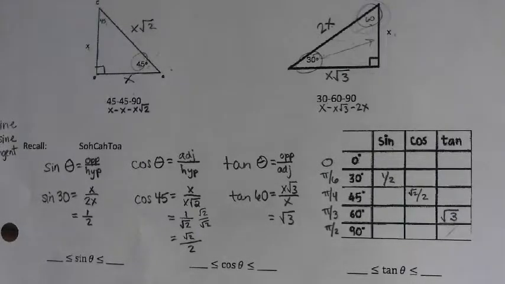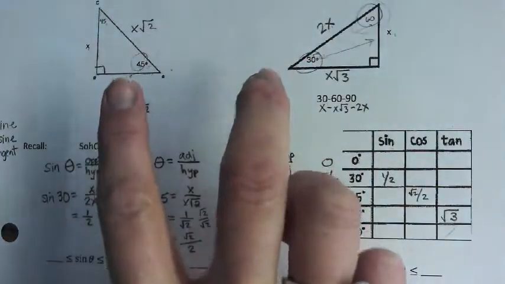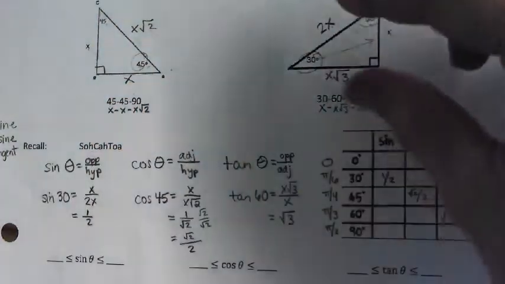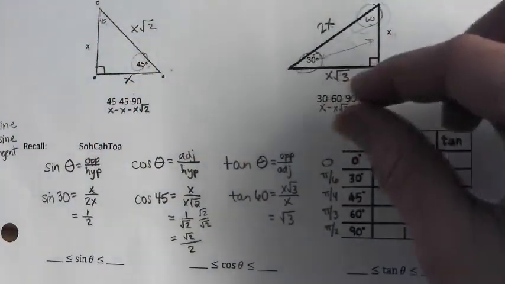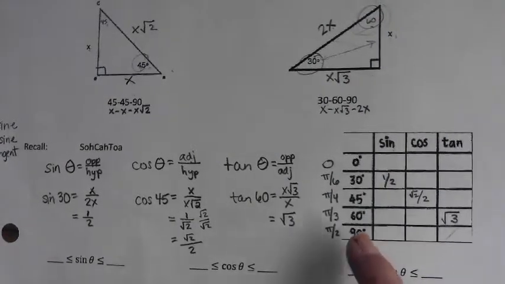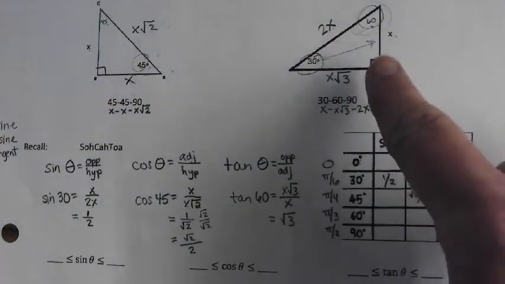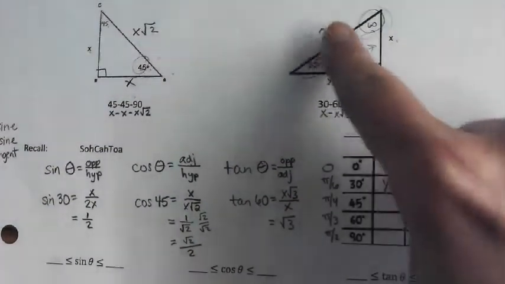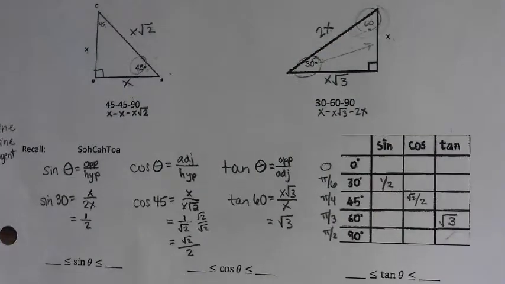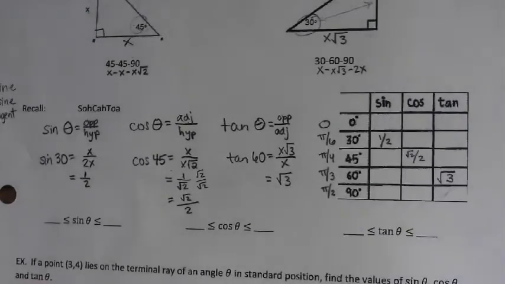Now, the zeros and the 90s are harder to envision with the triangles, because if you have a 0-degree angle in a triangle, you don't have a triangle, right? And in the 90-degree one, you can't really use SOHCAHTOA either, because the opposite and the hypotenuse would be the same thing. So we'll fill in the rest of that, and I'll tell you that you're going to have to memorize it a little bit later on.